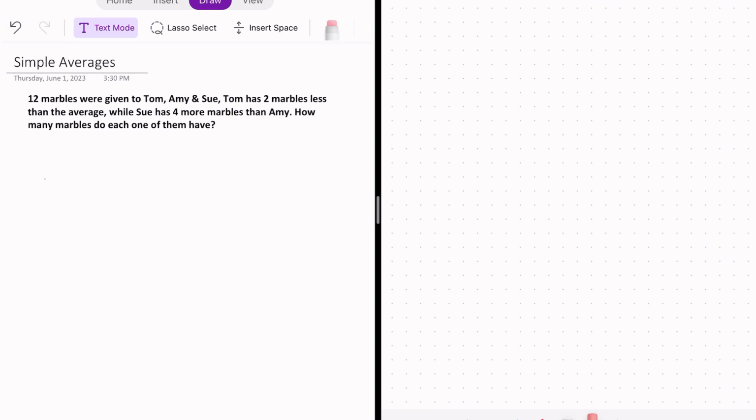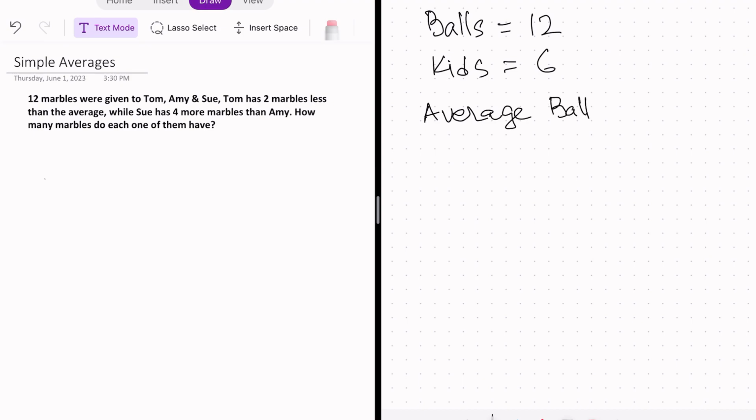So the total number of balls that you have is 12 and the total number of kids is 6, then the average number of balls per kid is just as this shows, balls divided by kids, which is 2. It simply means that if all the balls were divided equally among 6 kids, each kid would receive 2 balls.